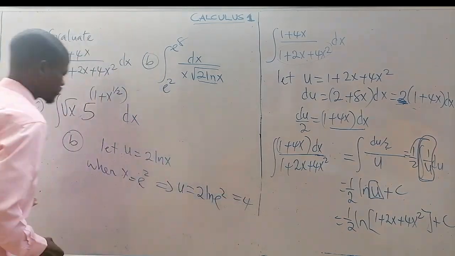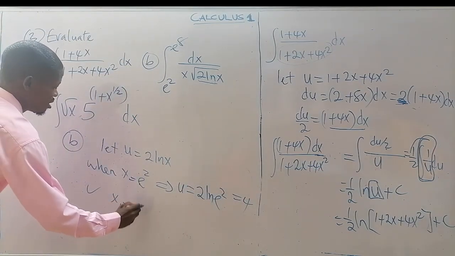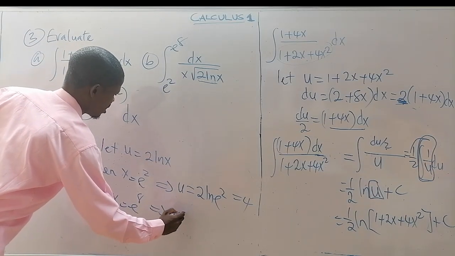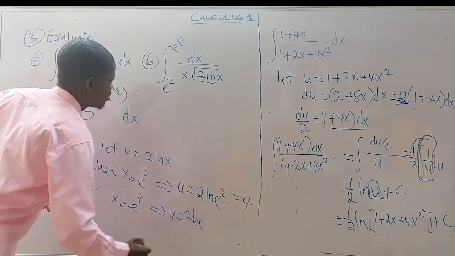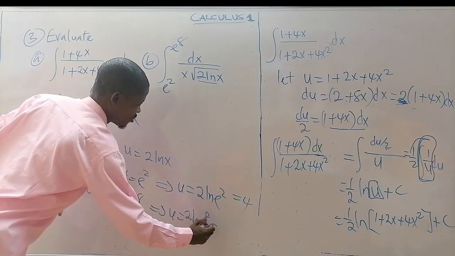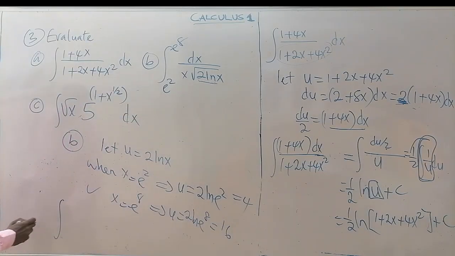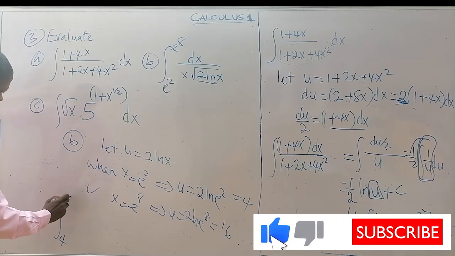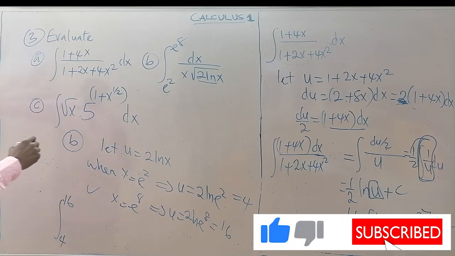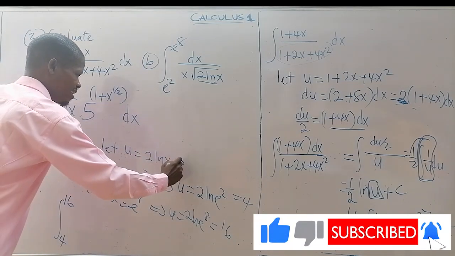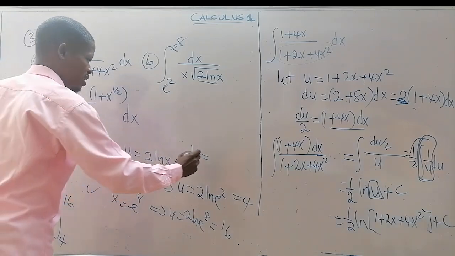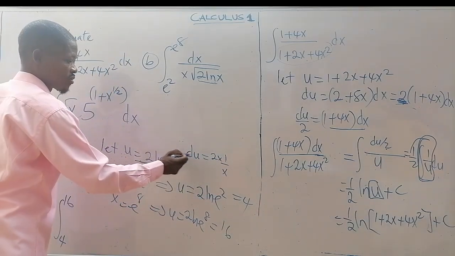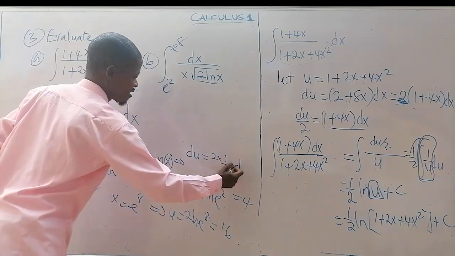4. When x is equal to this, then u is equal to 2 ln e to the power 8. And that will be what? That will be 16. What I have now, the lower limit is 4. The upper limit is 16. And if we do this one, we can get du, which will be 2 times 1 over x. That's the derivative of this one. So that's giving us this and dx.